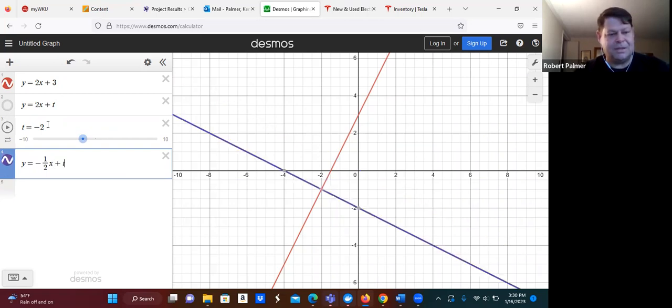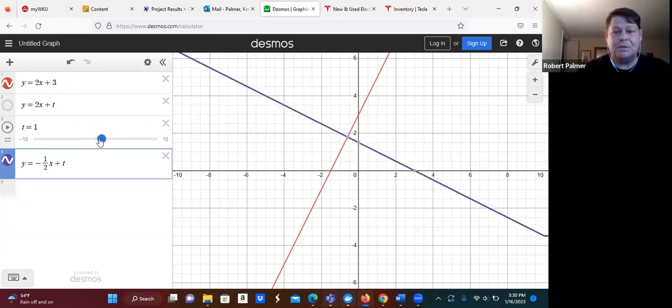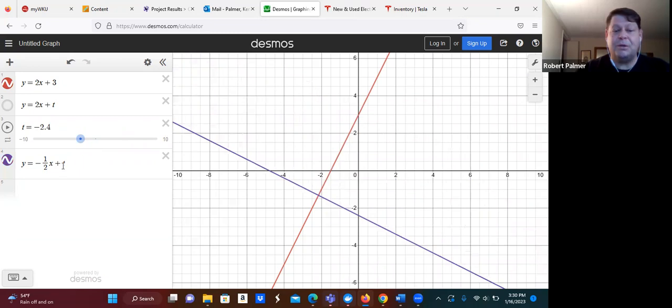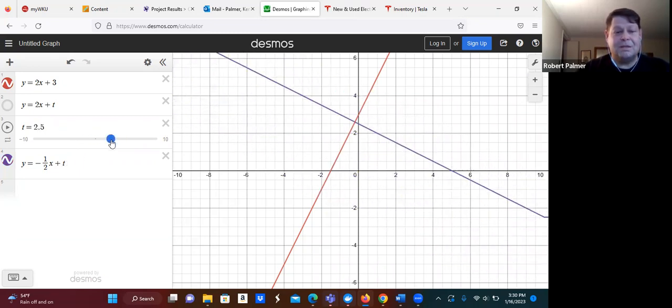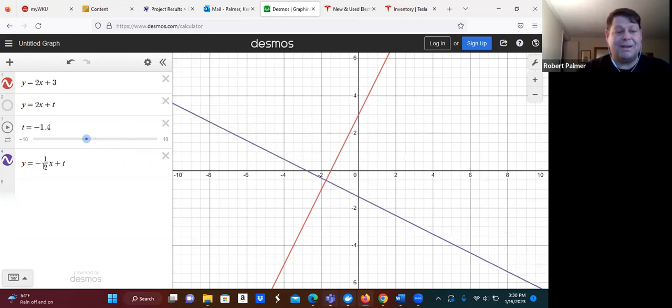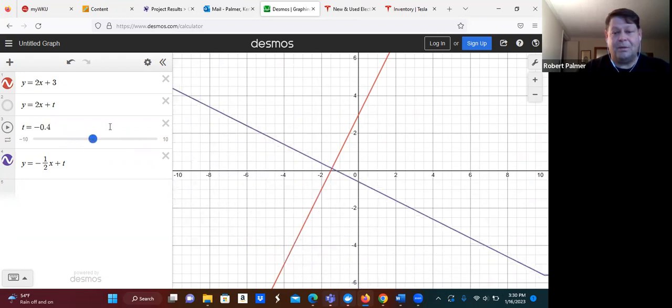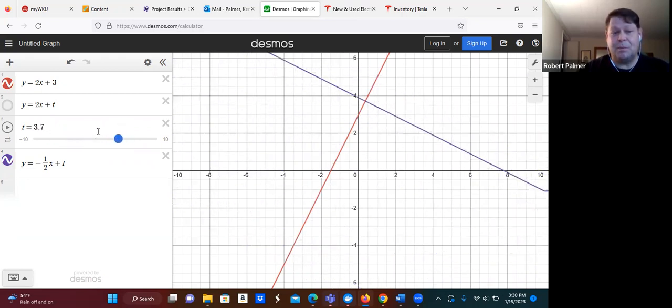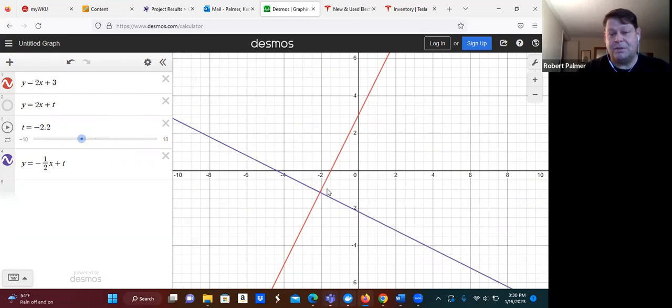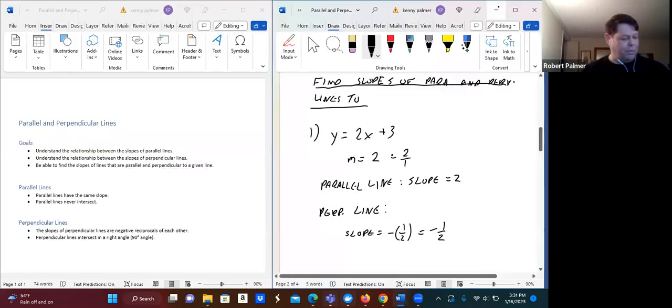Plus, I'll do the same thing, plus t again. So use the same slider. Okay. So in the same way, here the t only changes the intercept. So no matter where my intercept is, as long as the slope of this line is the negative reciprocal, negative 1/2, then my bluish colored line is always perpendicular. The angle between the two lines would always be 90 degrees, no matter what the intercept is.